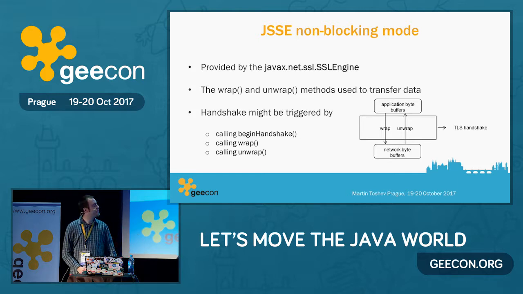Now, if you want to trigger the handshake explicitly when you use the SSL Engine class, you also have the option of calling the begin handshake method, pretty much similar to how you would call start handshake with an SSL socket. Or you can trigger the handshake by calling the wrap and unwrap methods if the handshake hasn't been triggered yet.